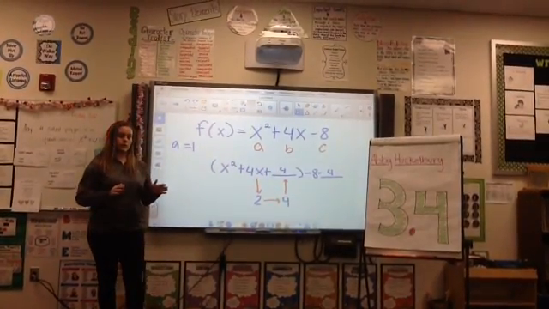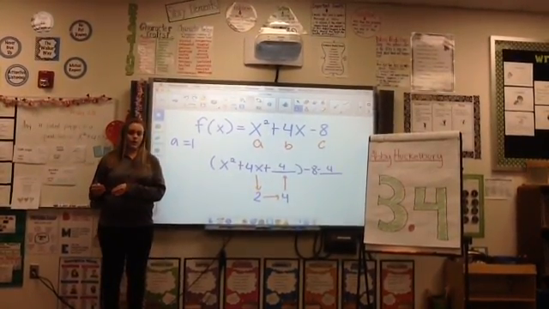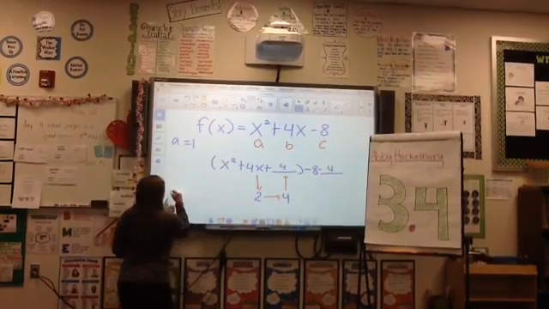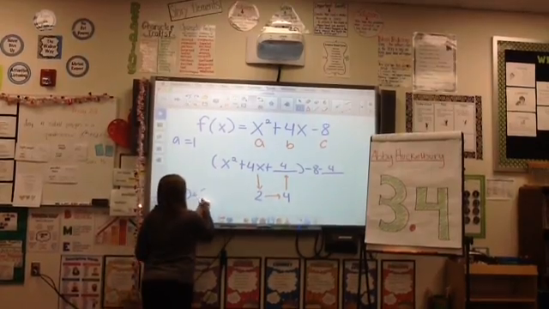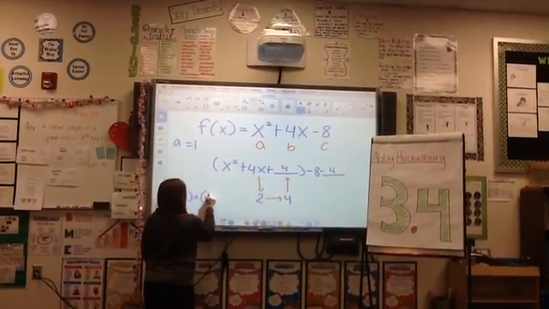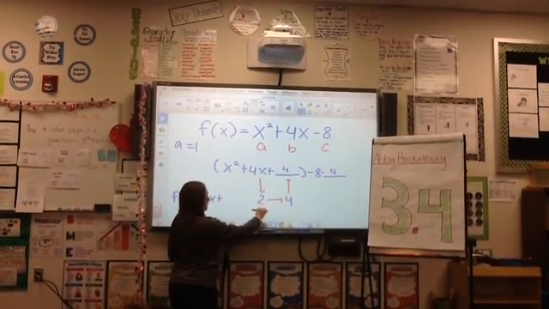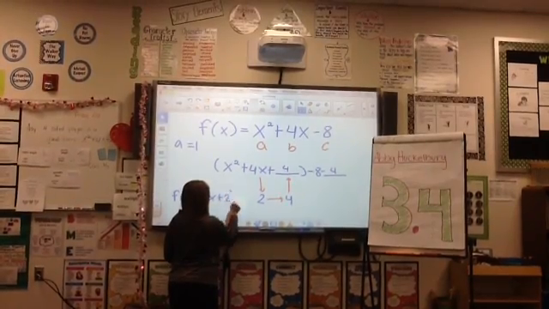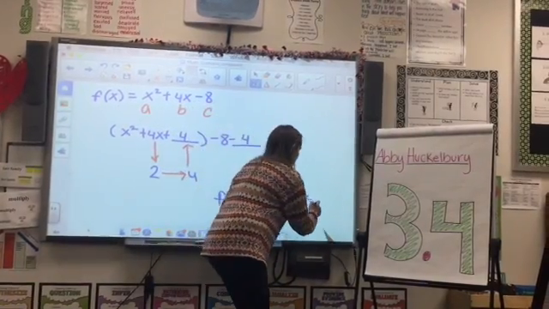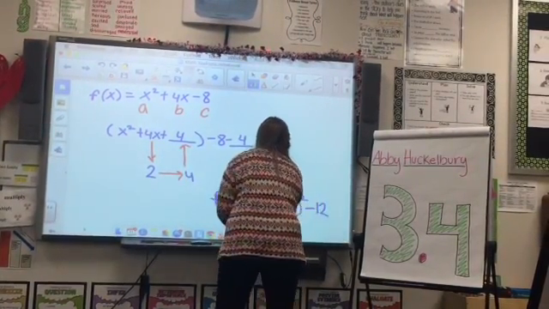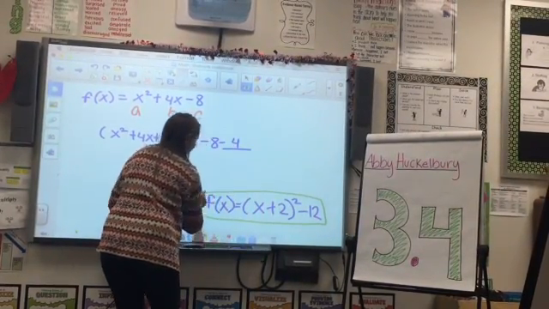Now, to find your new vertex form, you're going to need to take the square root of your first term, the sign from B, and the square root of your last term. The square root of our first term is x. Our sign from B is positive. And the square root of our last term is 2. And for the last part, you need to subtract 4 from negative 8. And this becomes your final vertex form when A equals 1.